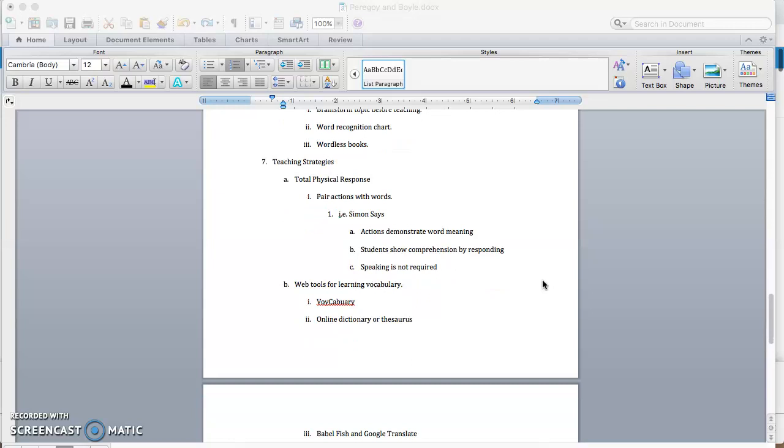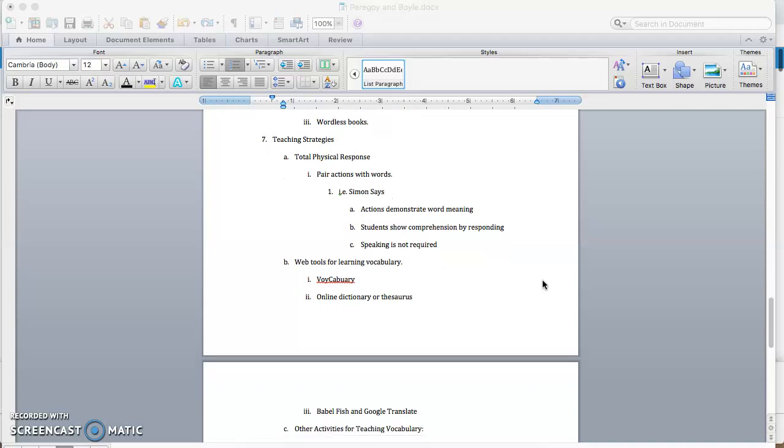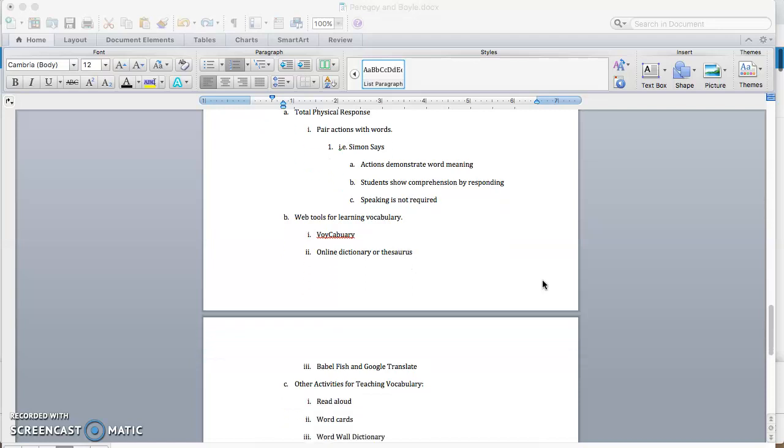As for teaching strategies, there's a lot of really good activities that are provided by Peregoy and Boyle. A big one was total physical response, which is really good for all ages, especially the younger ages, where you pair actions with words. It gets them more engaged and active in the lesson, and that's a very good thing. You can even play a game like Simon Says. It's very playful and helpful because the actions demonstrate their understanding of the word meanings.